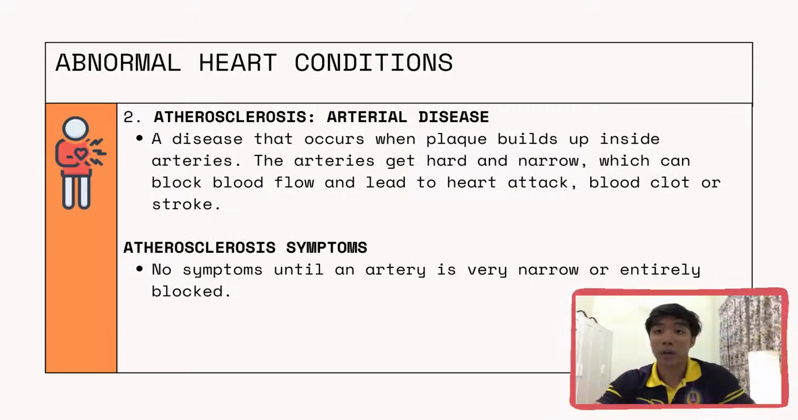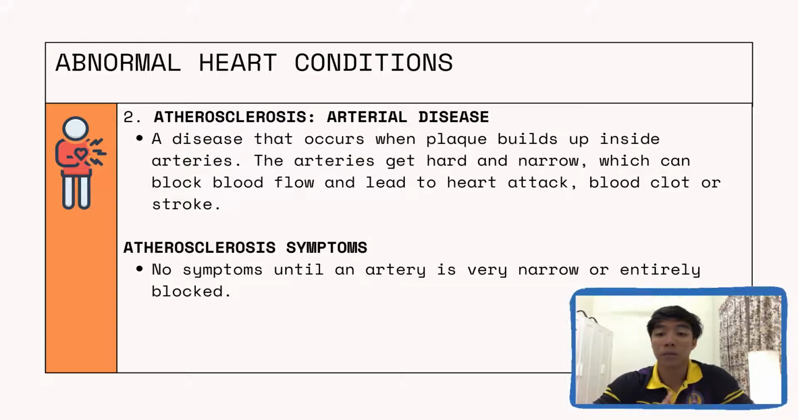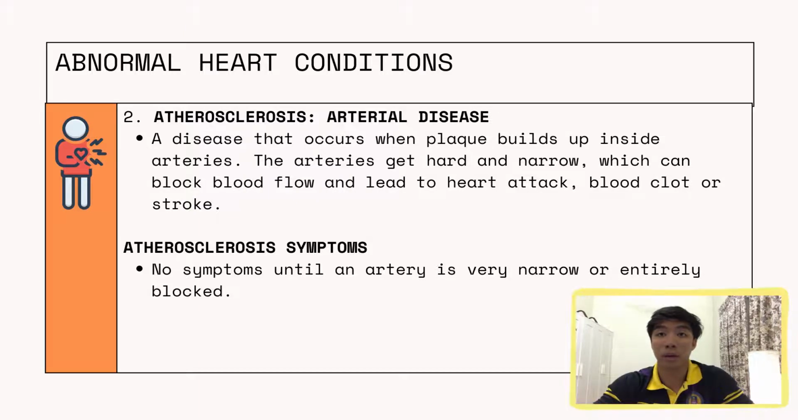So the second abnormal heart condition that we have here is atherosclerosis. It is an arterial disease, which is a disease that occurs when plaque builds up inside the arteries. The arteries get hard and narrow, which can block blood flow and lead to heart attack, blood clot, or stroke. So what are the symptoms of the atherosclerosis? There are no symptoms until an artery is very narrow or entirely blocked.